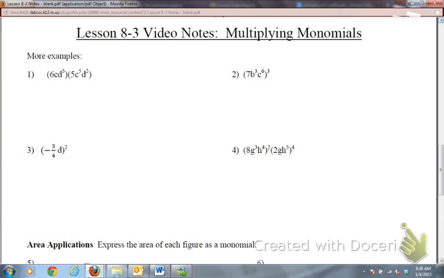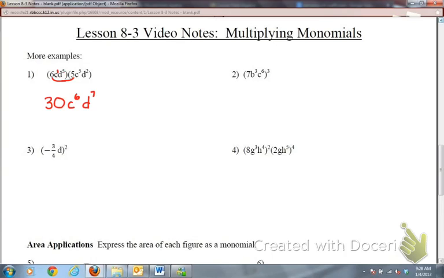So for example number 1, this is a product of two monomials. We have coefficients to multiply together. So this is going to be 6 times 5, which is 30. Then you want to look at your c's. This is c to the 1st, and then times c to the 5th. They have the same base, so you add the exponents. So that'll be c to the 6th. And then with our d's, we also are going to add the exponents. So d to the 5th times d squared will be d to the 7th. And that's our answer.